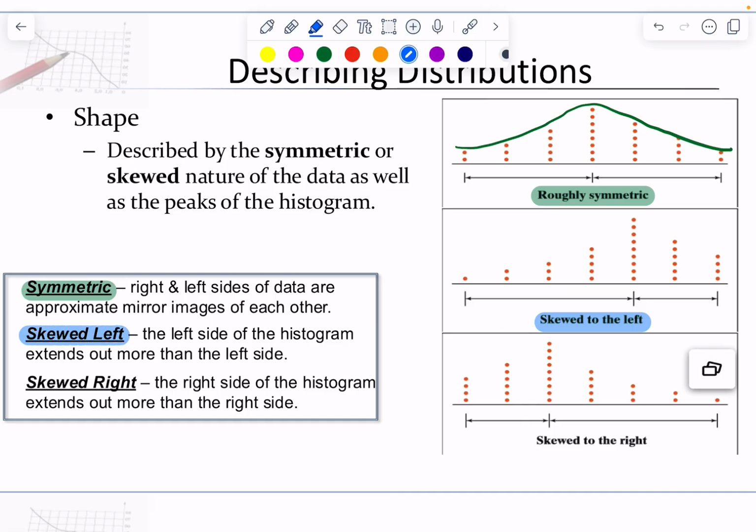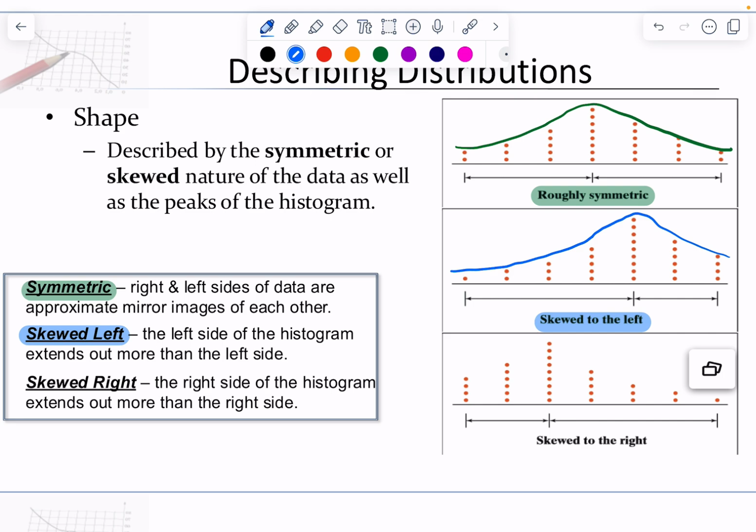And so what happens in a skewed left graph is that we have a peak that falls late within the data set, and creates an elongated tail along the left side of the distribution. So as I imagine that smooth curve again, we can see that as I create that curve, this left tail extends much further out than the right side. And so we call that a skewed left distribution.